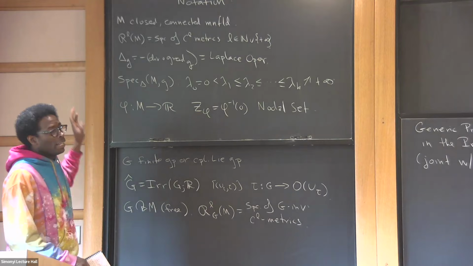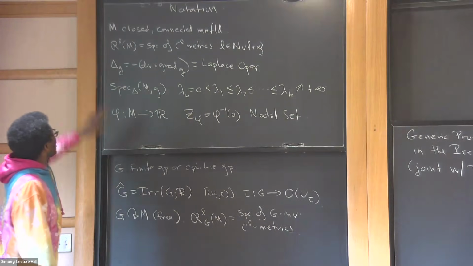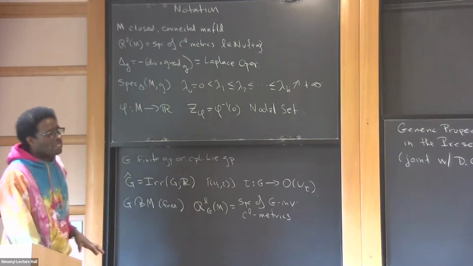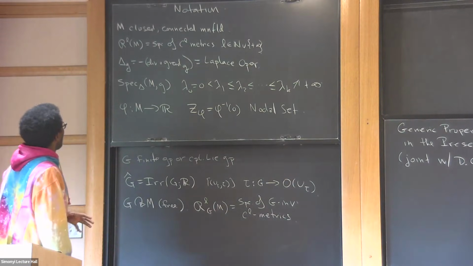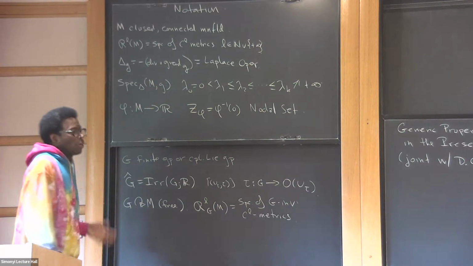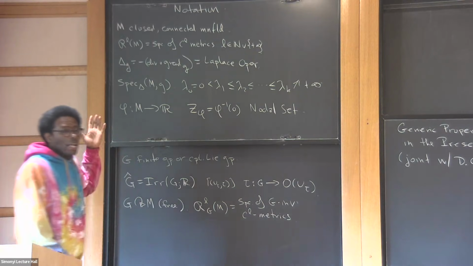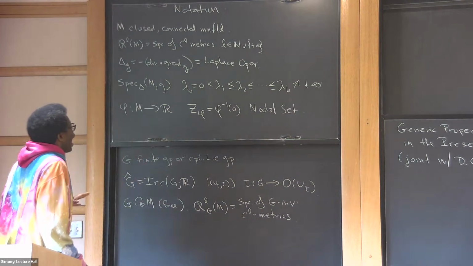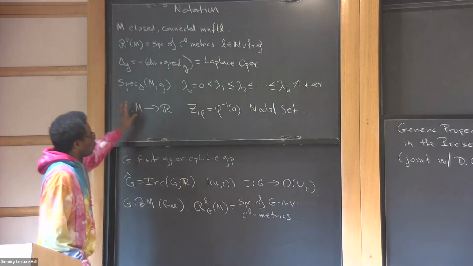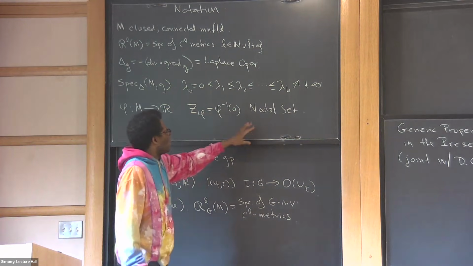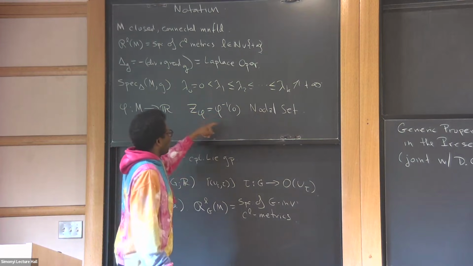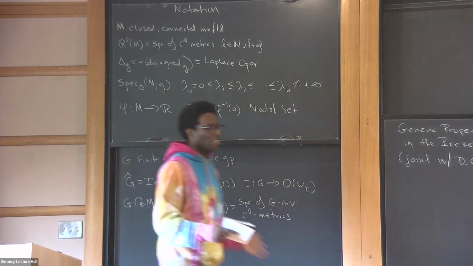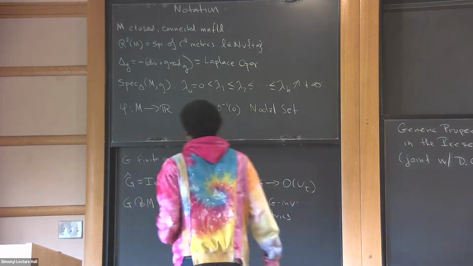Just to set the notation, I'm always going to be assuming that I'm talking about a closed and connected manifold today. I'm going to let R sub L of M be the space of C^L metrics on my space. Delta G is going to be our usual Laplace-Beltrami operator, and we have our spectrum, which only accumulates at plus infinity. If I have a function on the manifold, we'll let Z sub phi denote its nodal set. I might switch back and forth in notation, but at least that's what it would mean.